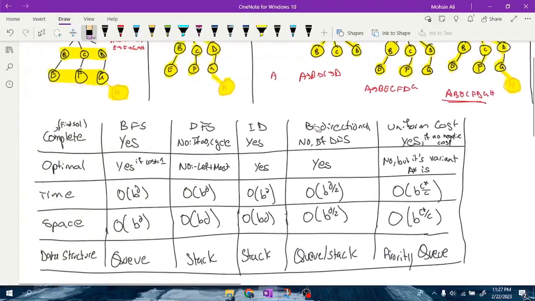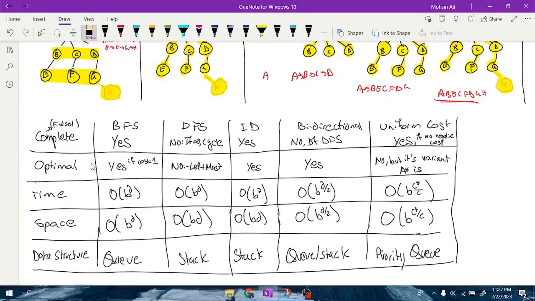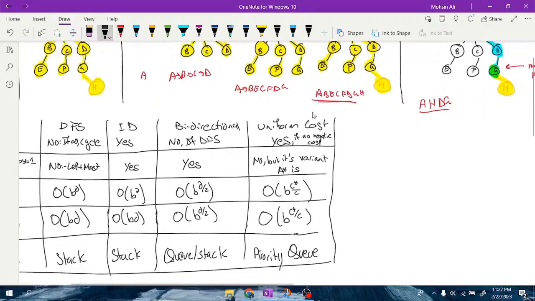Yeah. So let's start with this table. BFS is complete. Yes, complete means you're always going to find the solution. DFS is no, it's not. It's not complete because there could be a scenario where you could have an infinite cycle.